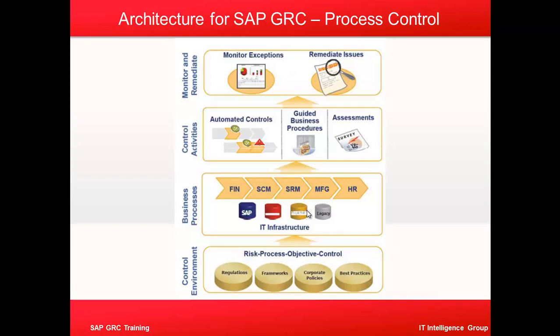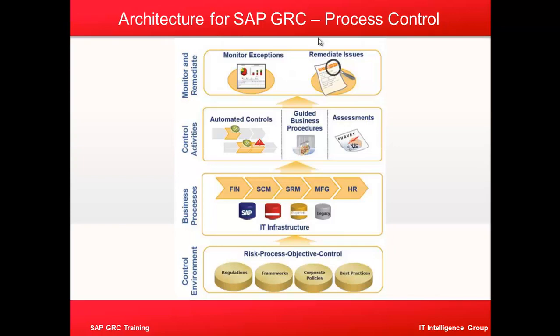Okay, control activities. For a few of these, you can automate the controls and monitor them, and for some you have guided business procedures, and you perform assessments on a periodic basis. Now from the monitoring and remediation perspective, you will have a report for exceptions and a report for remediation issues. So that is basically the process part. This is how we take care of process control.